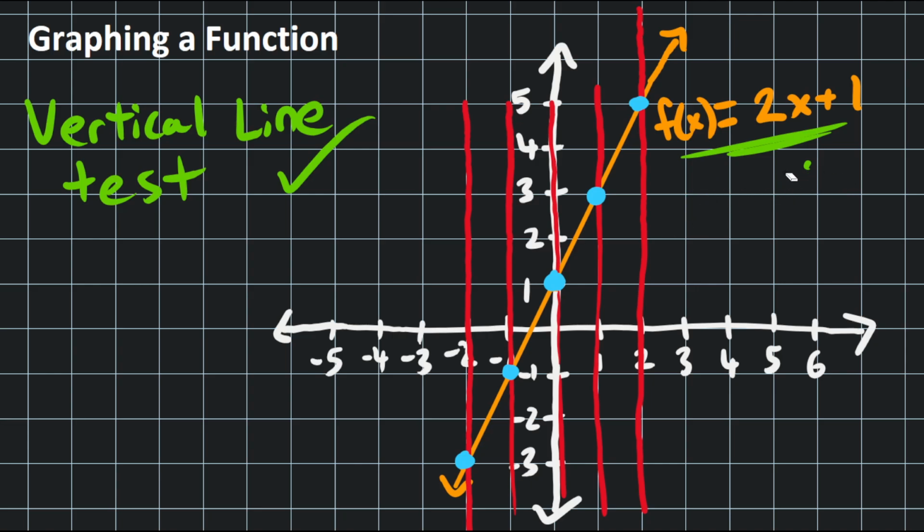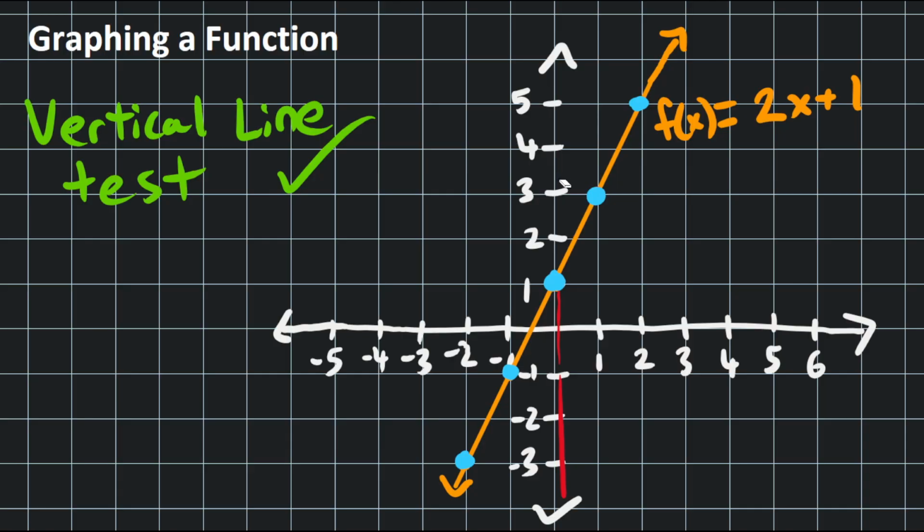Now let's give an example of a function that doesn't pass the vertical line test. So let me go ahead and erase these red lines right here.